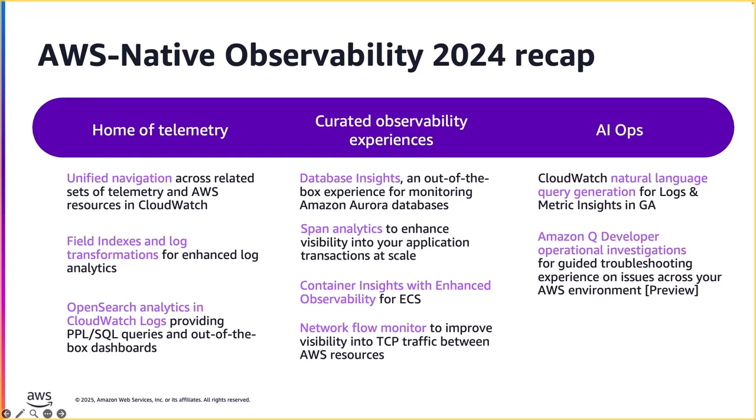And also, we launched the Amazon Q developer operational investigations, where you can accelerate your operational investigation across your AWS environment. So, this looks for anomalies in your environment and it surfaces related signals for you to explore, identifies potential root cause hypothesis, and suggests next steps to help you remediate issues faster. You can also configure Amazon Q to automatically investigate when a CloudWatch alarm is triggered.